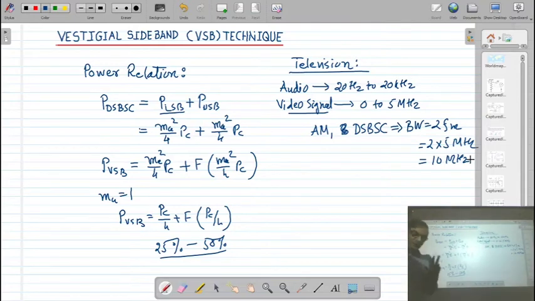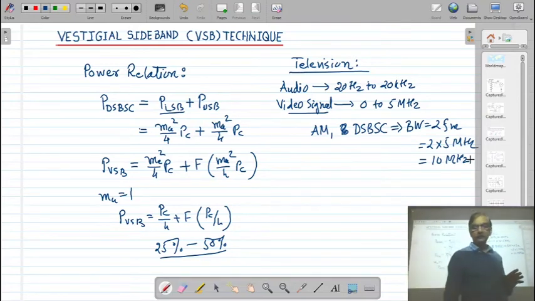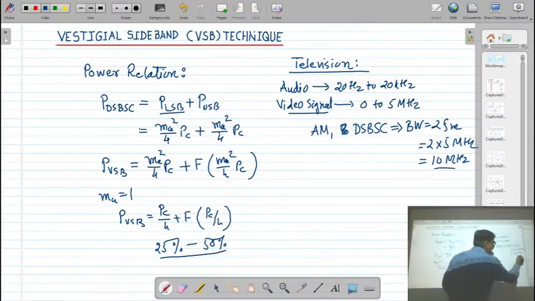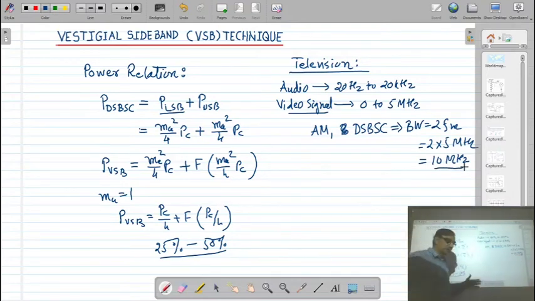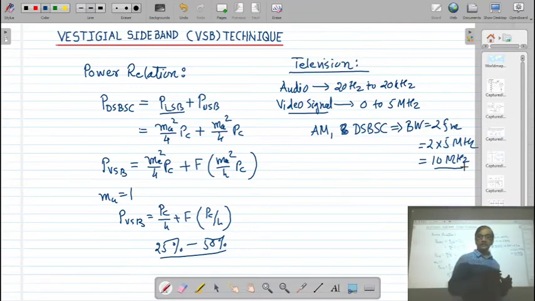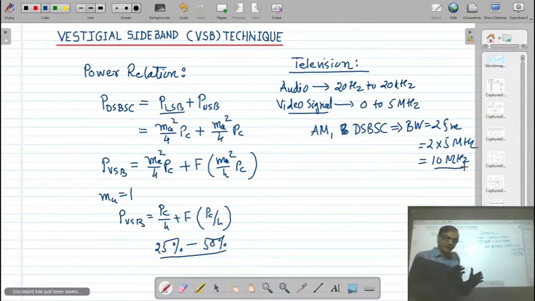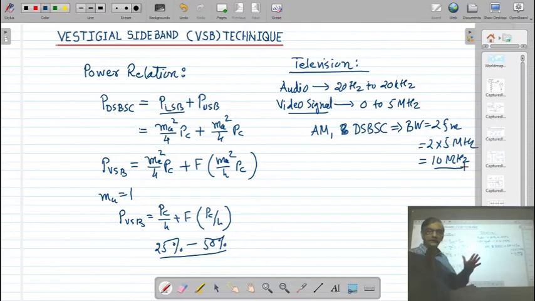Remember, if we transmit a video signal of 0 to 5 megahertz, then in the DSBSC technique we require a very large bandwidth, that is 10 megahertz. So if the bandwidth is large, then the number of channels is going to reduce. Here in the VSB technique, we are not completely transmitting both sidebands, but one sideband completely and a fraction of the other sideband. So we can reduce the bandwidth of the system.